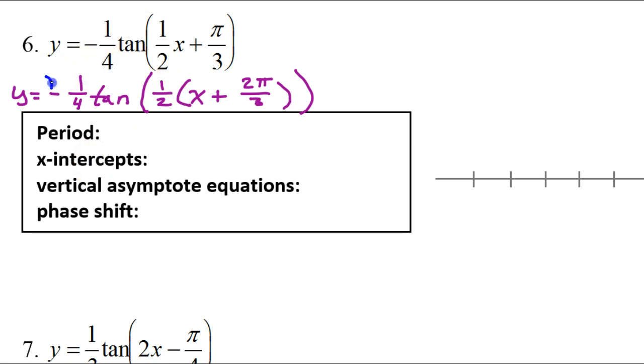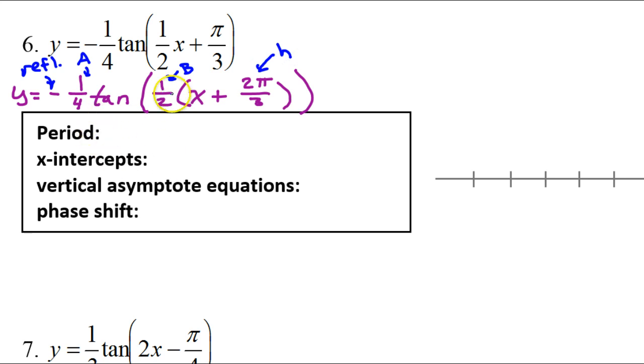So we have a reflection, so watch out for that. This graph is going to be upside down. But this is our A value. We'll need that later as well when we do the graph. We have our B value. And we have our H. We have an H value.